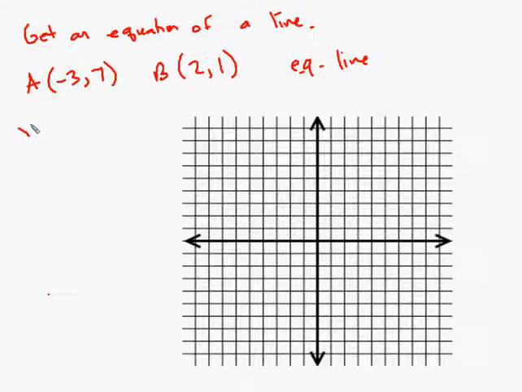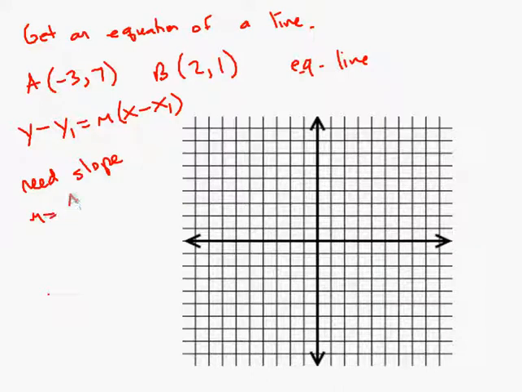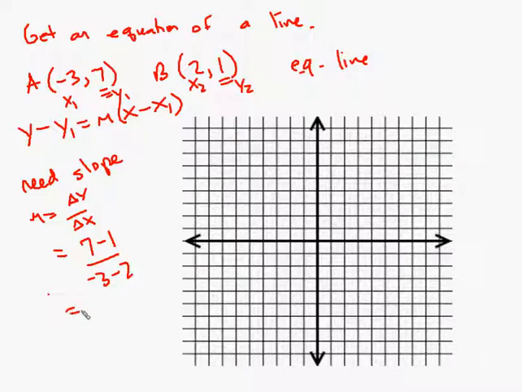So I'm going to do point slope form because I have 2 points. But I need a slope. So I need to calculate it. So m is change in y over change in x. So I'm going to do 7 minus 1. See, here are my y's. And here are my x's. Over -3 minus 2. So I get 6 over -5, and I'll just move that negative up. So I get -6/5.